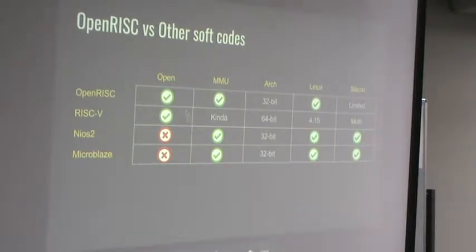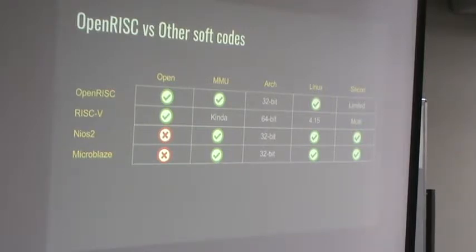Just some comparison with other soft cores. I mean, there are many others, like Altera's Nios or even ARM, you can say is a soft core, but these are the kind of the minor ones, similar to OpenRISC. One is OpenRISC, which, just a comparison, it's open, meaning you can have the Verilog code. The spec is open, so you can implement it yourself if you want to. OpenRISC has an MMU. These other ones also do. Now, RISC-V, it has an MMU now, but there wasn't an MMU in the spec for a while. So I think they're starting to work on that, having an actual MMU architecture.